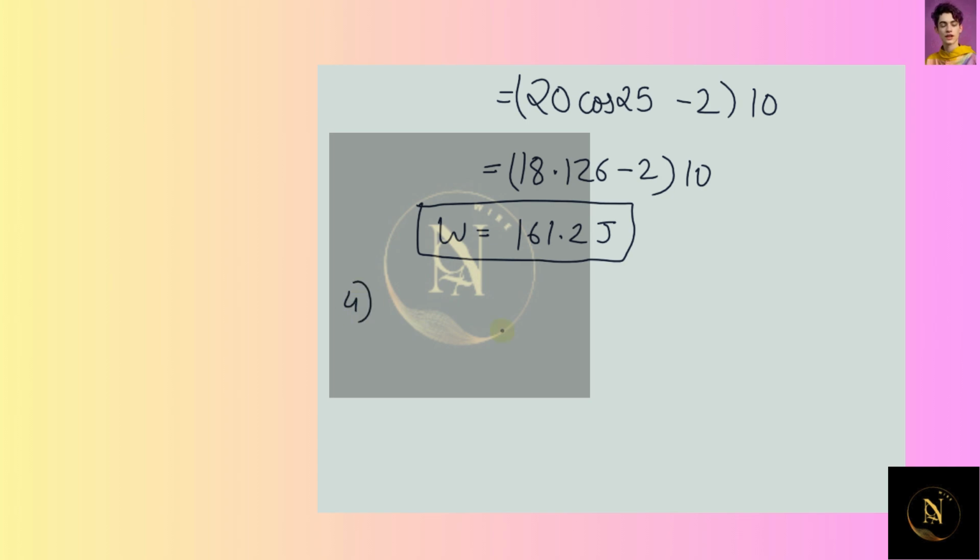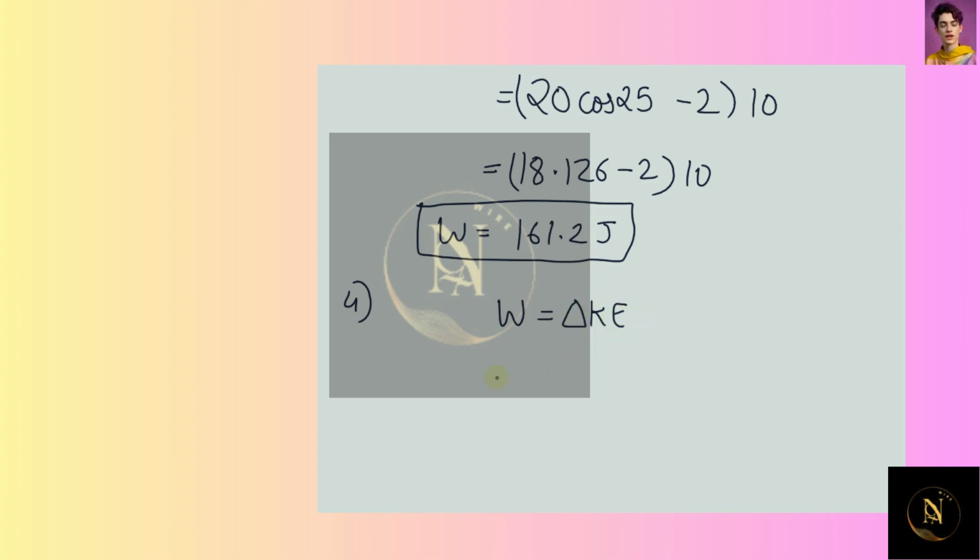Now in part 4, what they are saying is, if the cart starts from rest, how fast will it go after 10 meters? In this case we are unable to solve this problem because the cart mass is not given. If the cart mass was given, we could have simply solved it. But I will give you the recipe of how to do it. We can use the work energy theorem over here. The work energy theorem says work done is equal to the change in kinetic energy.